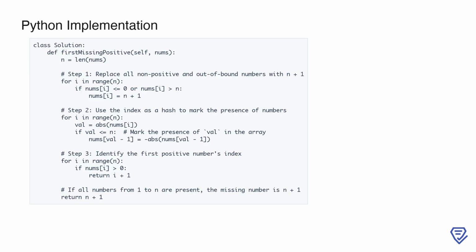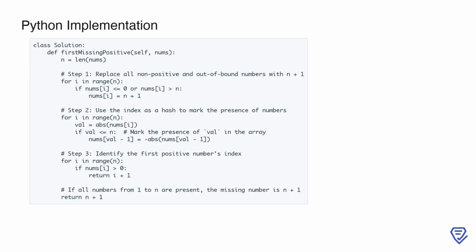Here's the step-by-step explanation of the code. 1. Initialization. First, we determine the length of the input array nums and store it in n. This is necessary to handle bounds effectively. 2. Step 1. Preprocessing. Replace all numbers that are non-positive, less than or equal to 0, or greater than n with n plus 1. Since the missing positive integer must be in the range 1 to n plus 1, these out-of-bound values are irrelevant and can be ignored during the marking process.